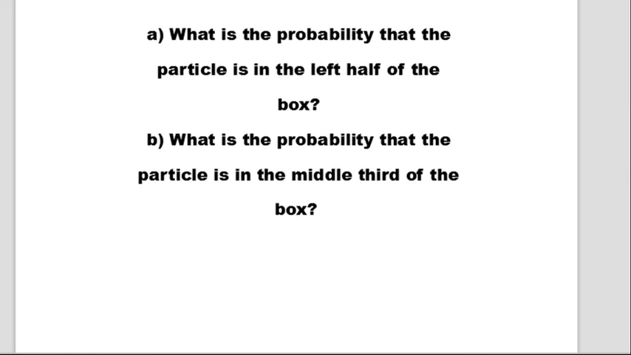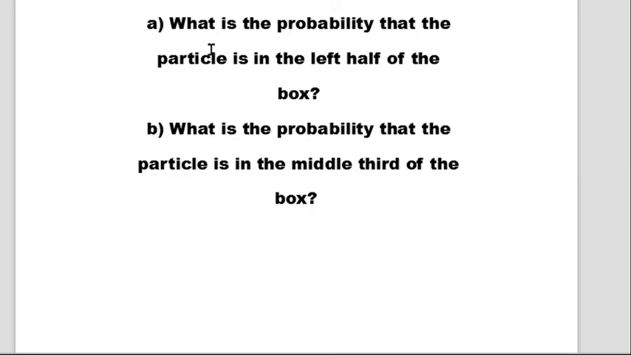Okay, we are asked to find two parameters. What is the probability that the particle is in the left half of the box? Okay, fine, that is the length between 0 to L by 2. That is the left half. The other one is the right half, that is L by 2 to L. So we are asked to find out the probability in the left half.